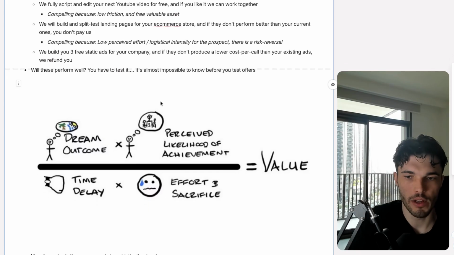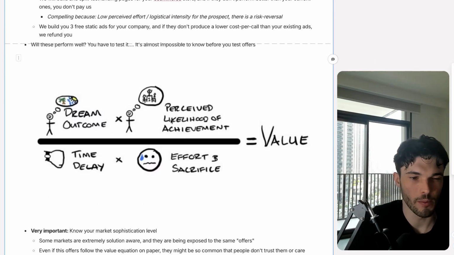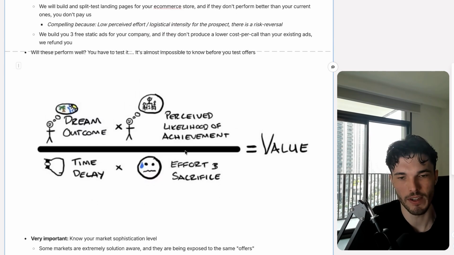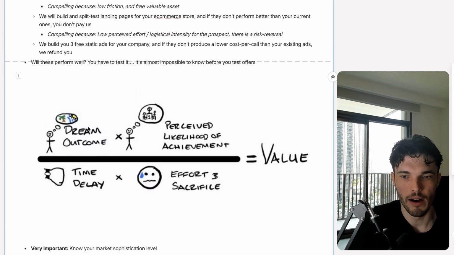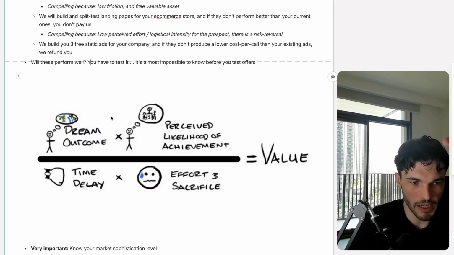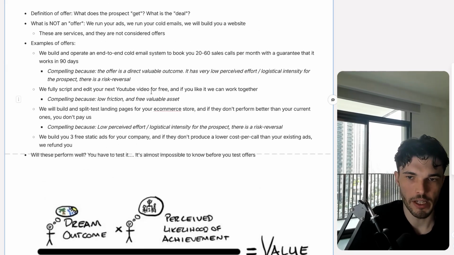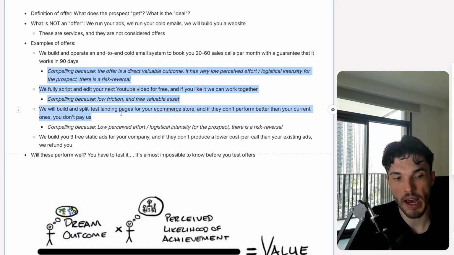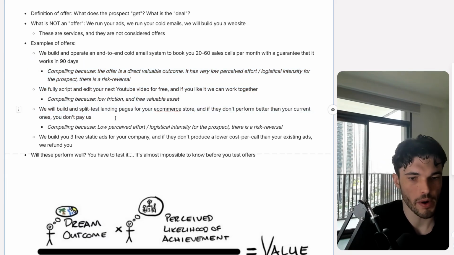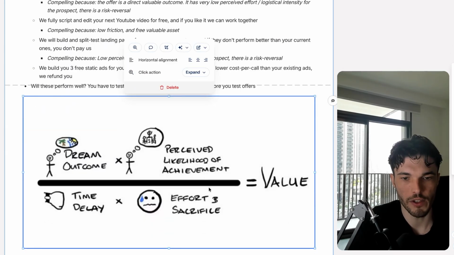I've also included this picture here, which is I believe Alex Hormozi's value equation, and you can see how it ties into some of the things I've talked about. Dream outcome times perceived likelihood of achievement, and then you have the time delay and effort and sacrifice. Ideally, you'd want the dream outcome to be super great and something they really want. Perceived likelihood of achievement needs to be really high. For some of these offers, maybe that's showing that we have done this for XYZ companies in your industry. That's going to increase the perceived likelihood of achievement.